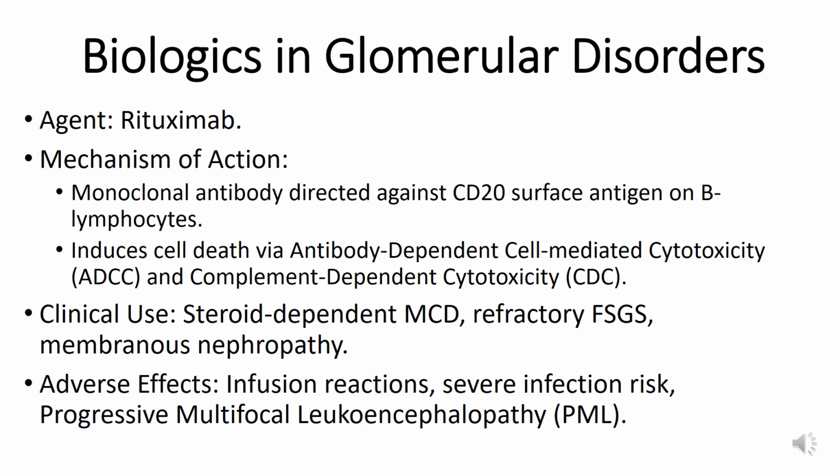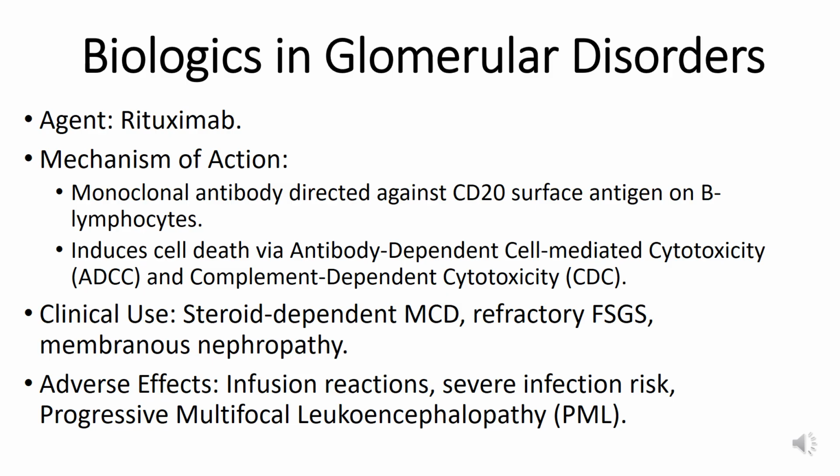Modern nephrology has entered the era of biologic therapy. Unlike traditional immunosuppressants, biologics target specific components of the immune system. This allows for more focused treatment. One of the most important biologic agents used in glomerular diseases is rituximab. Rituximab is a monoclonal antibody. Monoclonal antibodies are laboratory-designed proteins that recognize specific targets.